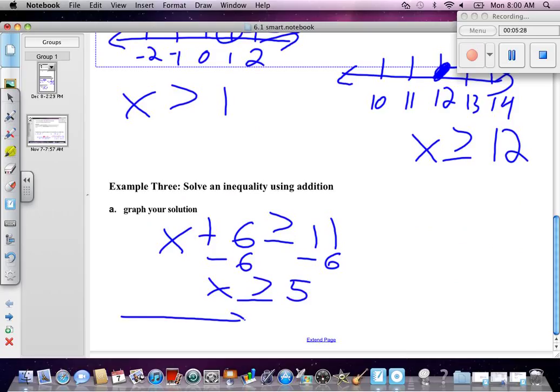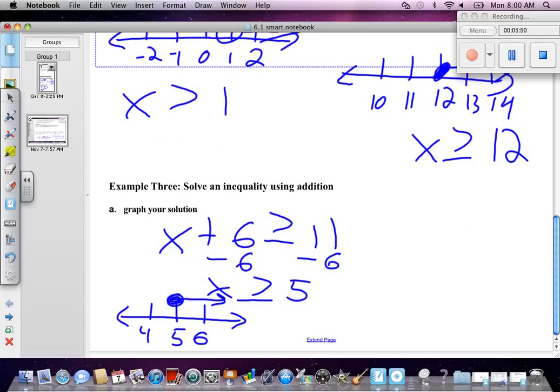And I'm going to make my number line. I'm going to have numbers that are bigger and numbers that are smaller. And where am I going to put my circle? You're going to put it over 5. You're going to color it in. Okay. And x is greater, then you go to the right. Righty tighty, lefty loosey. I just want to say.